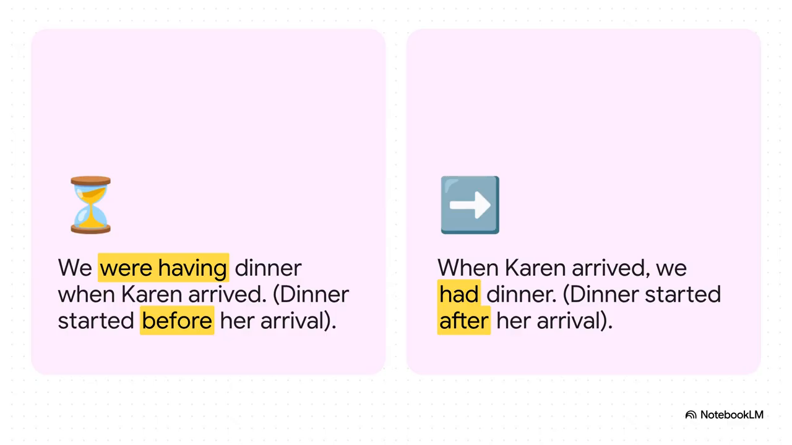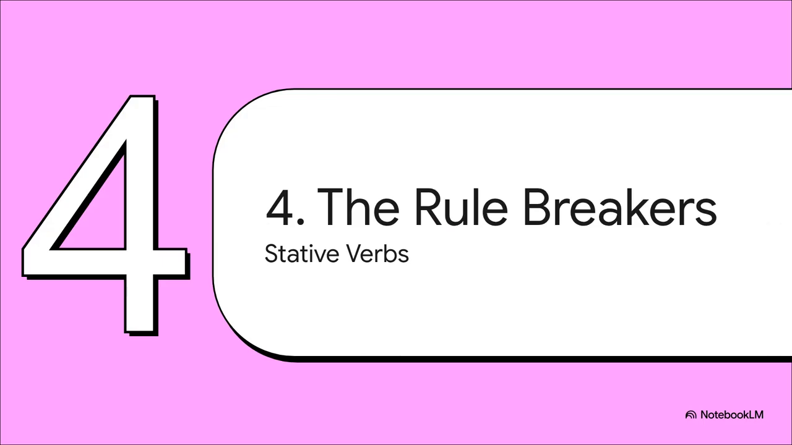Now you gotta pay close attention here, because the order of these tenses changes the entire story. "We were having dinner when Karen arrived" means we were already eating, forks in hand. But "when Karen arrived, we had dinner." That means she showed up, and then we all sat down to eat. It's a huge difference in the timeline.